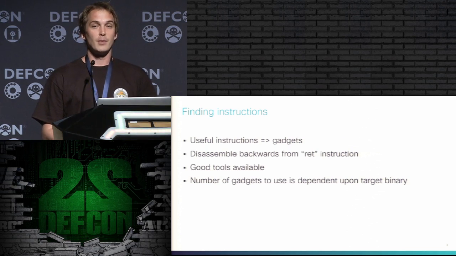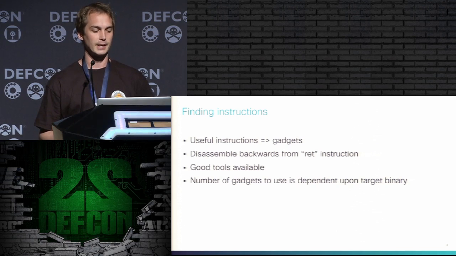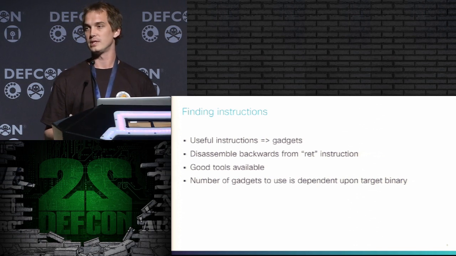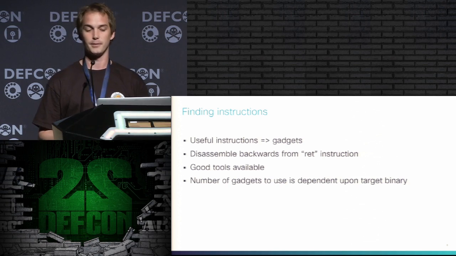To do that, there are many good tools available, ROP gadget, ROP me, which basically just go over the binary and will give you what gadgets you can use to attack it. And obviously the number of gadgets you can find in a binary is completely dependent on the size of the binary. So if it's huge, you've got a big chance of finding a lot of gadgets you can use. If it's really small, obviously you've got much less and it becomes much harder.